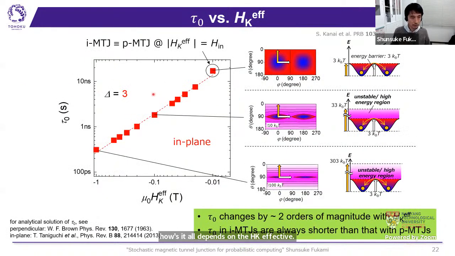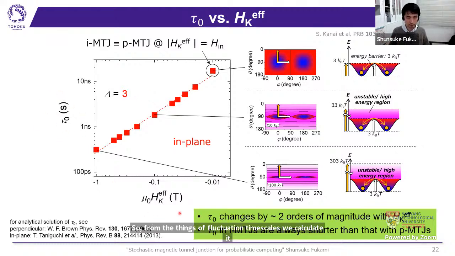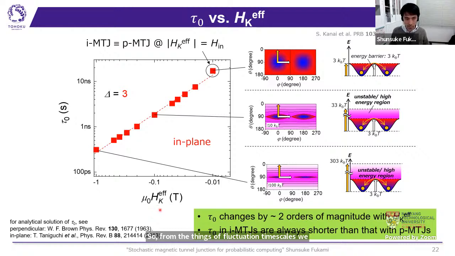So from the obtained fluctuation time scales, we calculated the tau zero as a function of the perpendicular anisotropy field, as shown here. We found that for the uniaxial magnet, the tau zero is somewhere around 20 nanoseconds, but by just increasing the perpendicular easy axis anisotropy field, the tau zero gradually decreases to less than 1 nanosecond.